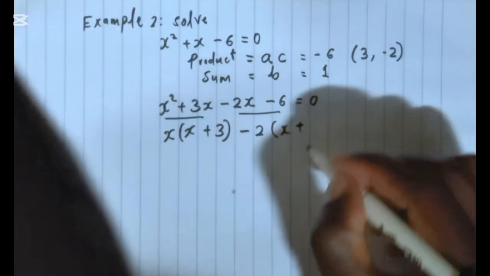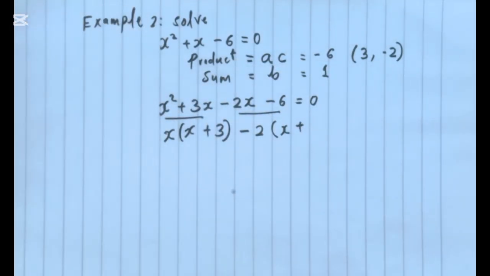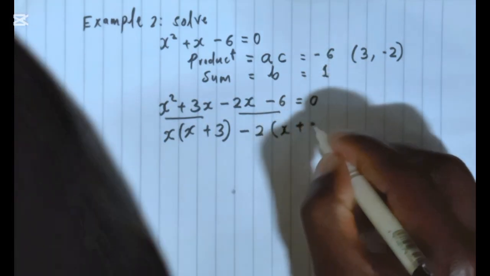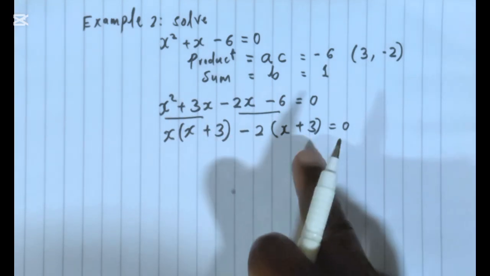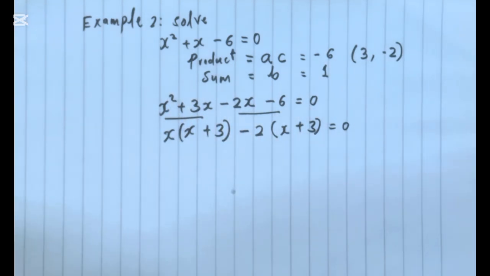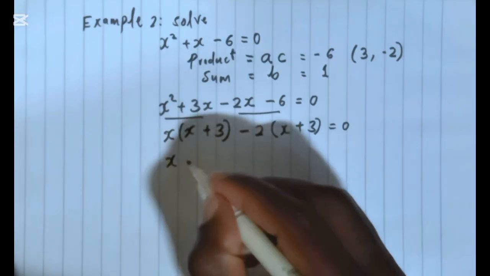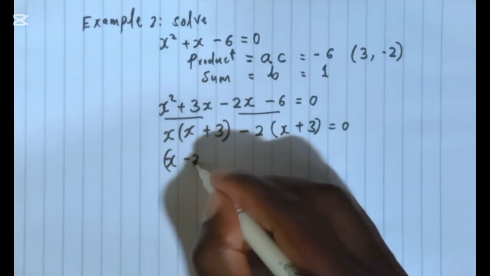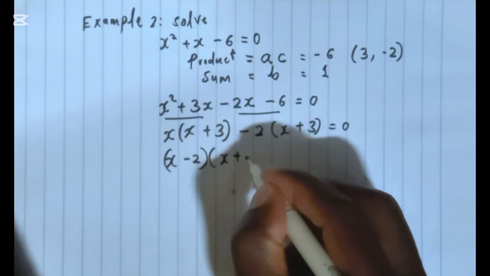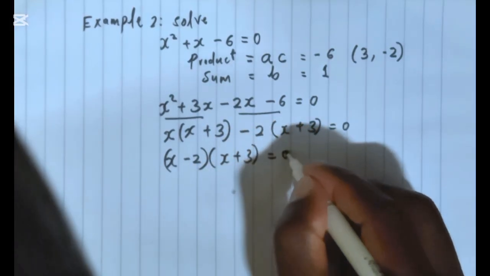And a negative number divided by a negative number is going to give us a positive number. So basically 6 divided by 2 will give us 3, and all of it should be equal to 0. Then we notice that the terms within the brackets are identical, so we are going to factorize this by grouping. So it's going to be (x - 2)(x + 3) = 0.